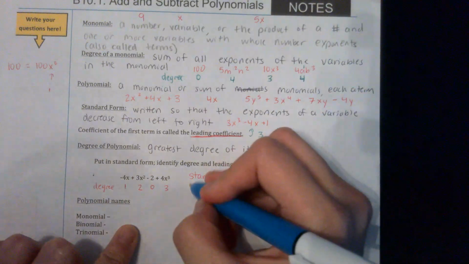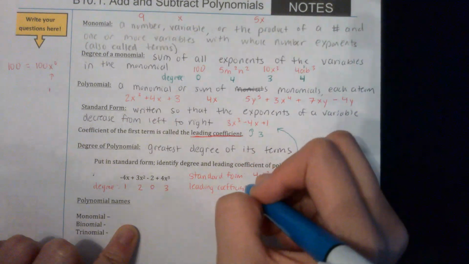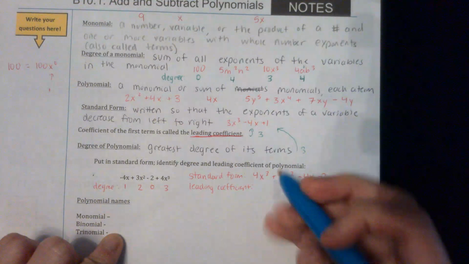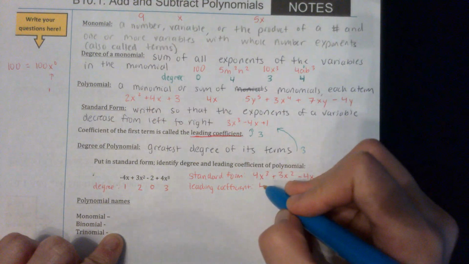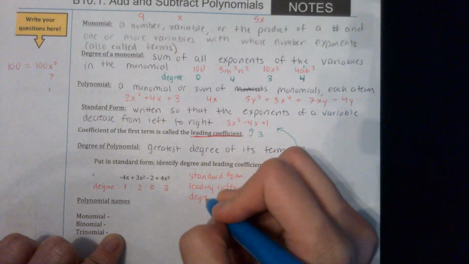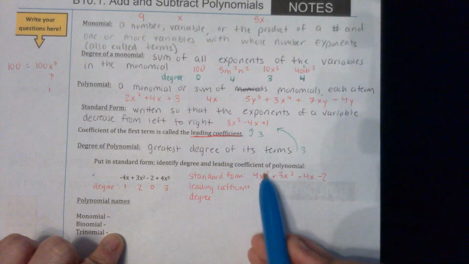Our leading coefficient is the coefficient of the first term. So the first term is right here, and the coefficient is the 4. And then the degree is the greatest degree of its terms. So the greatest is 3.